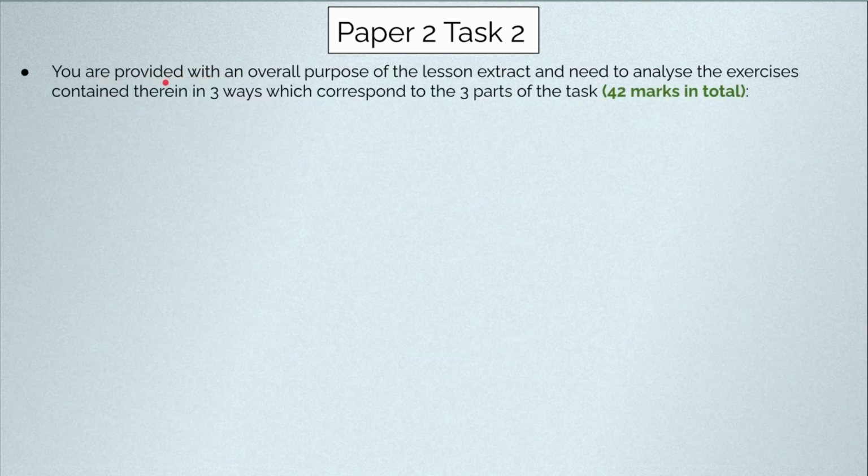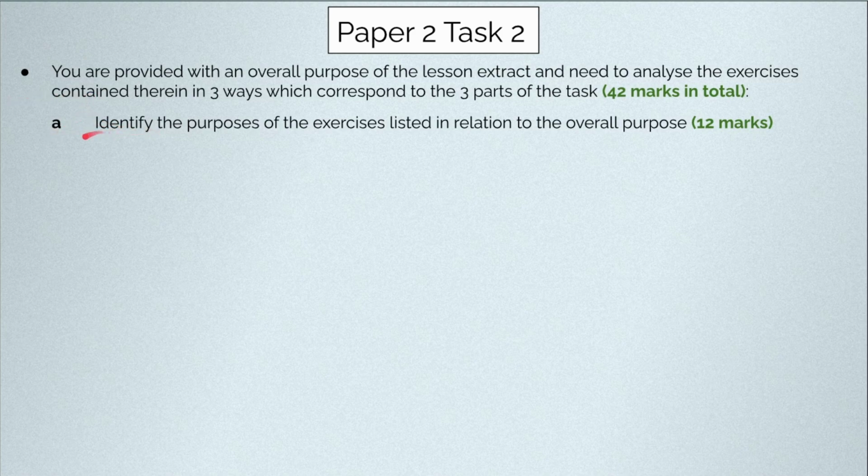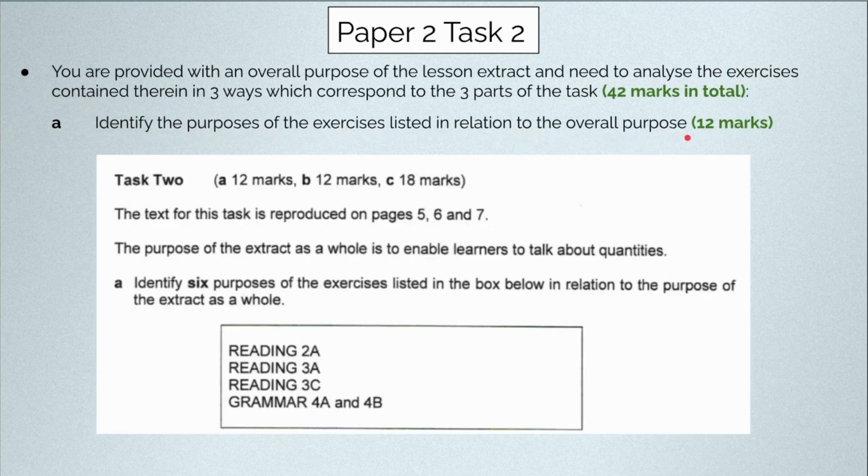So we said you are provided with an overall purpose of the lesson extract, and you need to then analyze the exercises contained therein in 3 different ways which correspond to the 3 parts of the task, equating to 42 marks in total, or 21% of the entire exam. In task 2A, you need to identify the purposes of the exercises listed in relation to the overall purpose. This gets you 12 marks and will look like this. Your overall purpose here, and the exercises from the extract listed here.